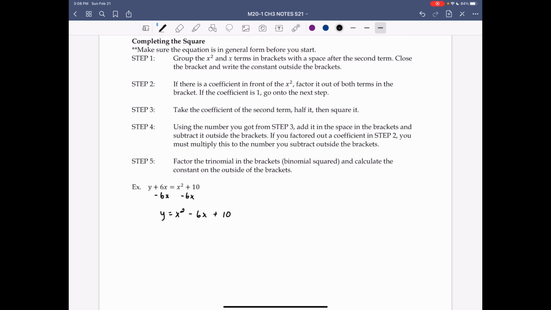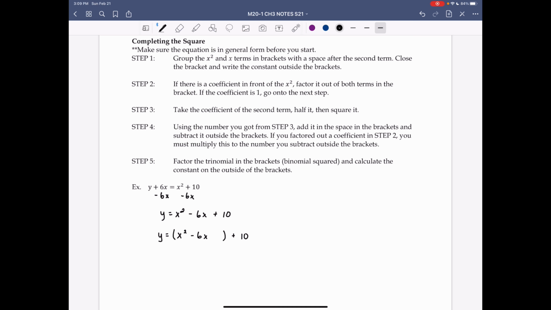Now I can do step 1. I want to group the x squared and x terms together in brackets. So y = bracket x squared - 6x. Leave a space, and then outside the bracket, put the constant, so plus 10.